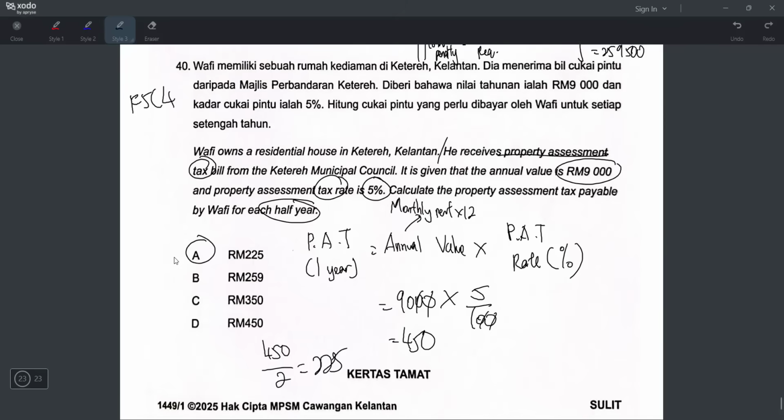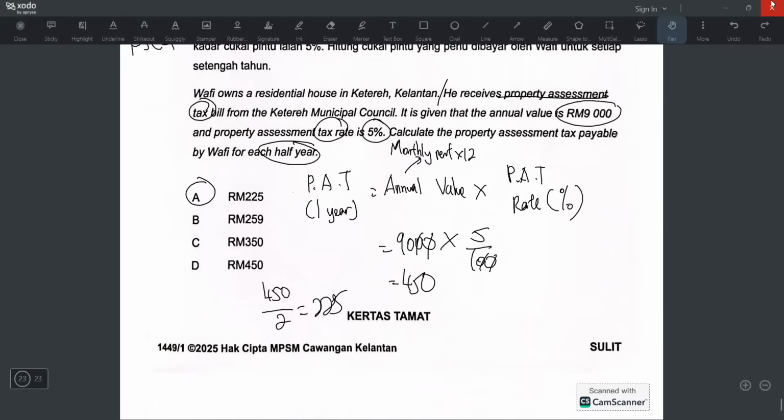A is the answer. Okay, paper finished. So I'm done with this paper. Alright, next video I will do the Kelantan paper 2.